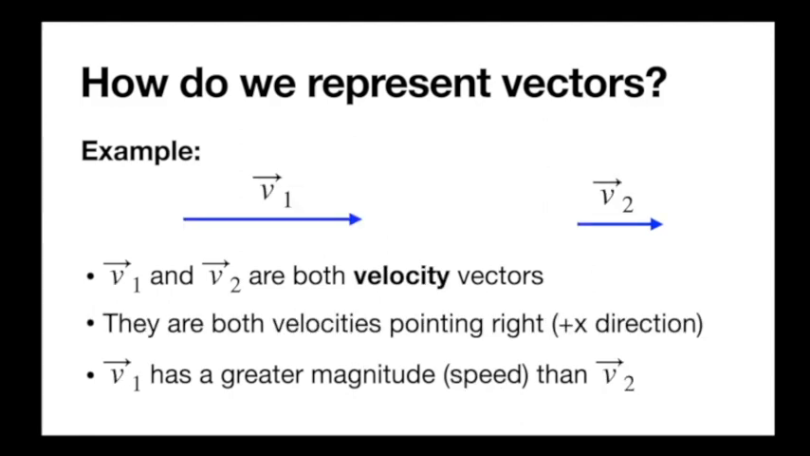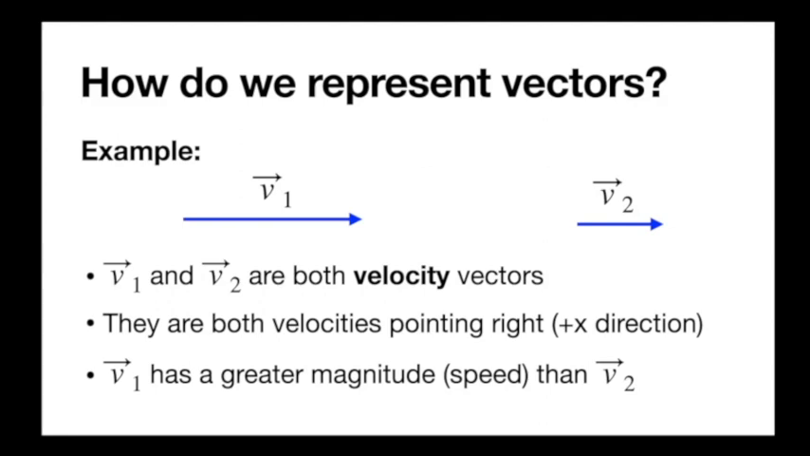Another example is velocity. These two velocity vectors, they're both moving in the same direction. So both of these represent objects that are moving to the right with some speed. And v1 is larger than v2, so this object is moving faster than this object. So it's just a very easy graphical way to describe these.